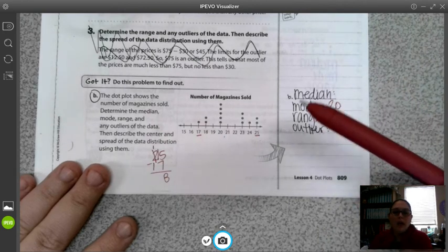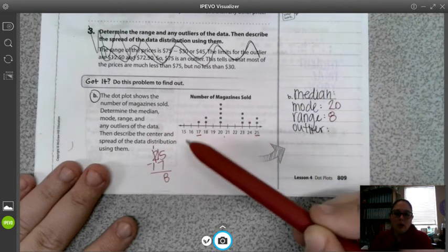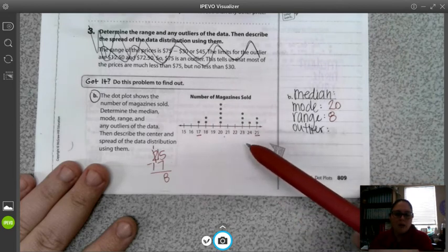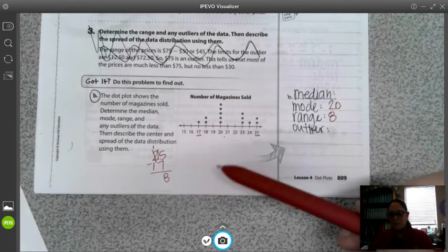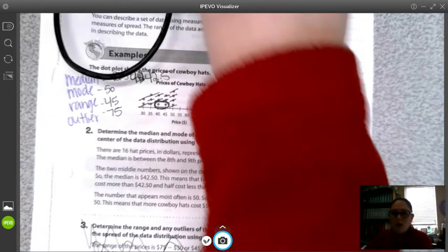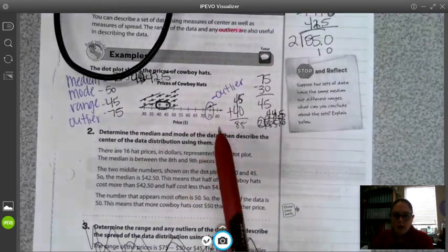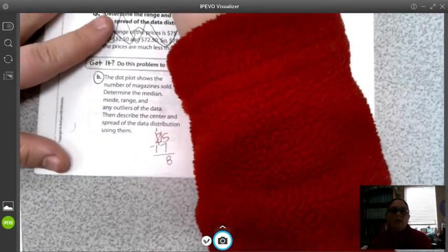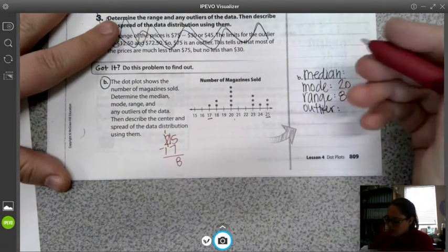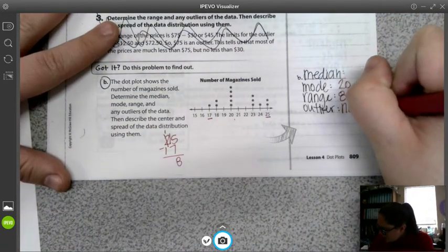I don't really have any numbers that are going to be my outlier. They're pretty close together, unlike the one way up here where it has 75 way by itself. This is all pretty close together, so my outlier will be none.